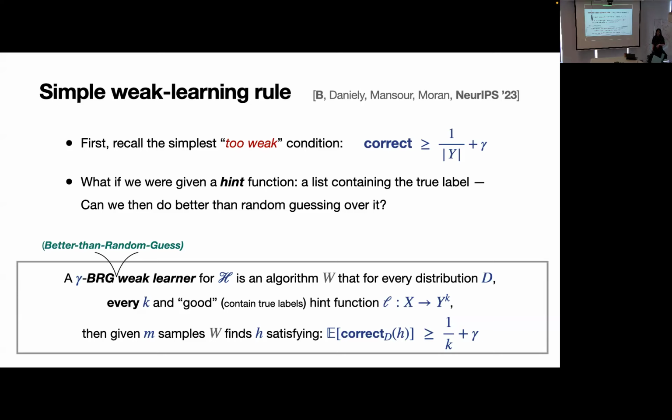Yes, but your algorithm is supposed to apply to this k. So think of k bigger than 2. If k equals 2, this is exactly the binary weak learning condition, right? It's half plus gamma.